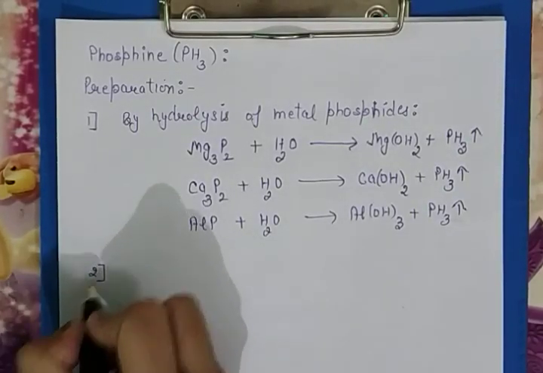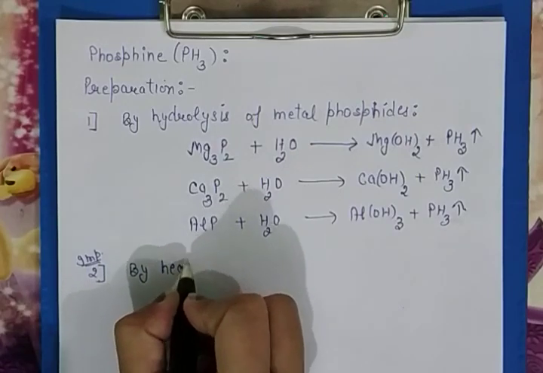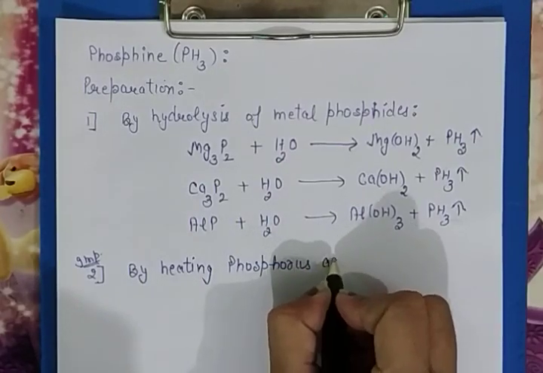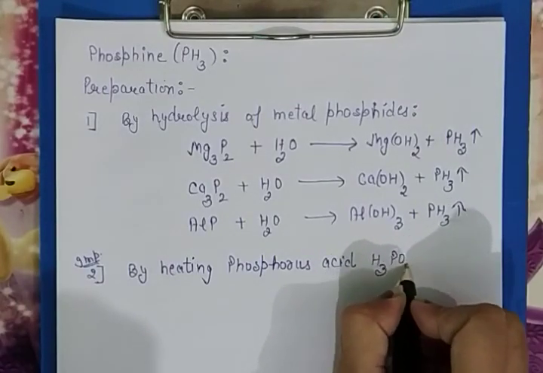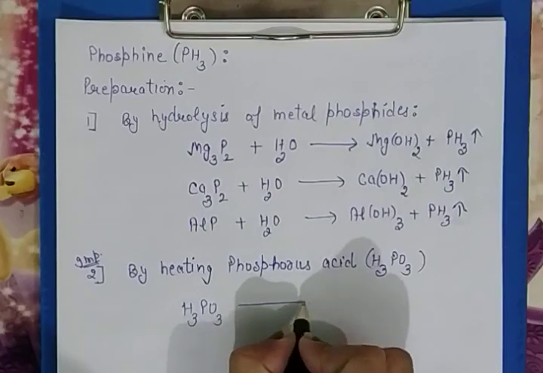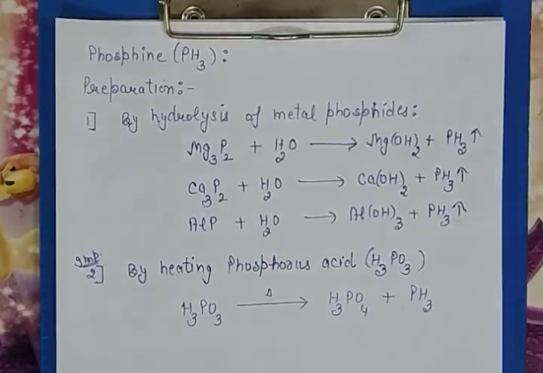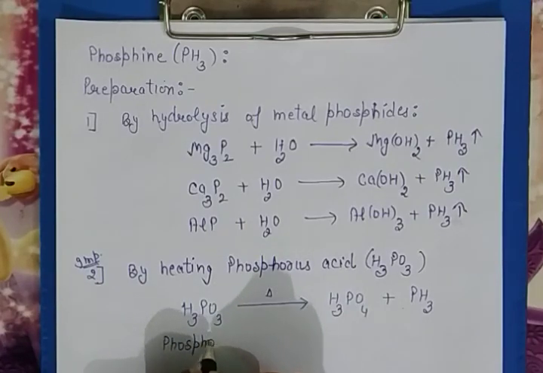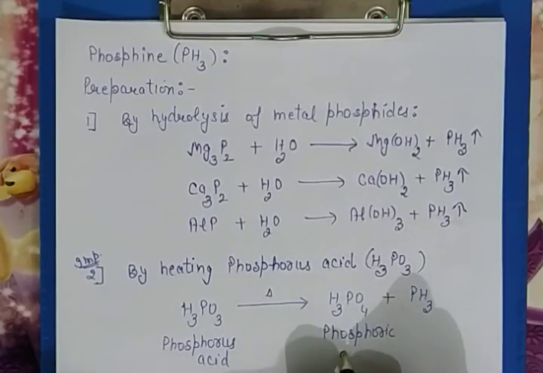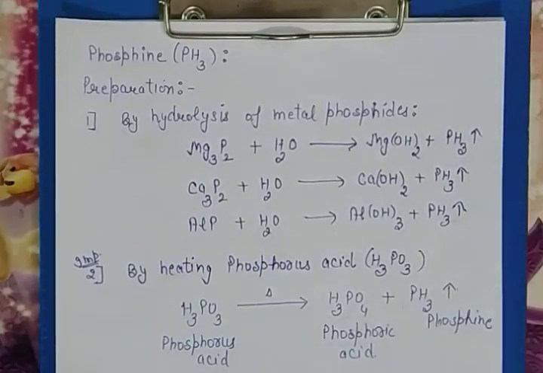Now second, that is important, by heating phosphorus acid. Formula is H3PO3, phosphorus acid. So the reaction is, H3PO3 when heated gives phosphoric acid with phosphine. H3PO3 is called phosphorus acid. This one is phosphoric acid, and this one is phosphine, which is a gas.